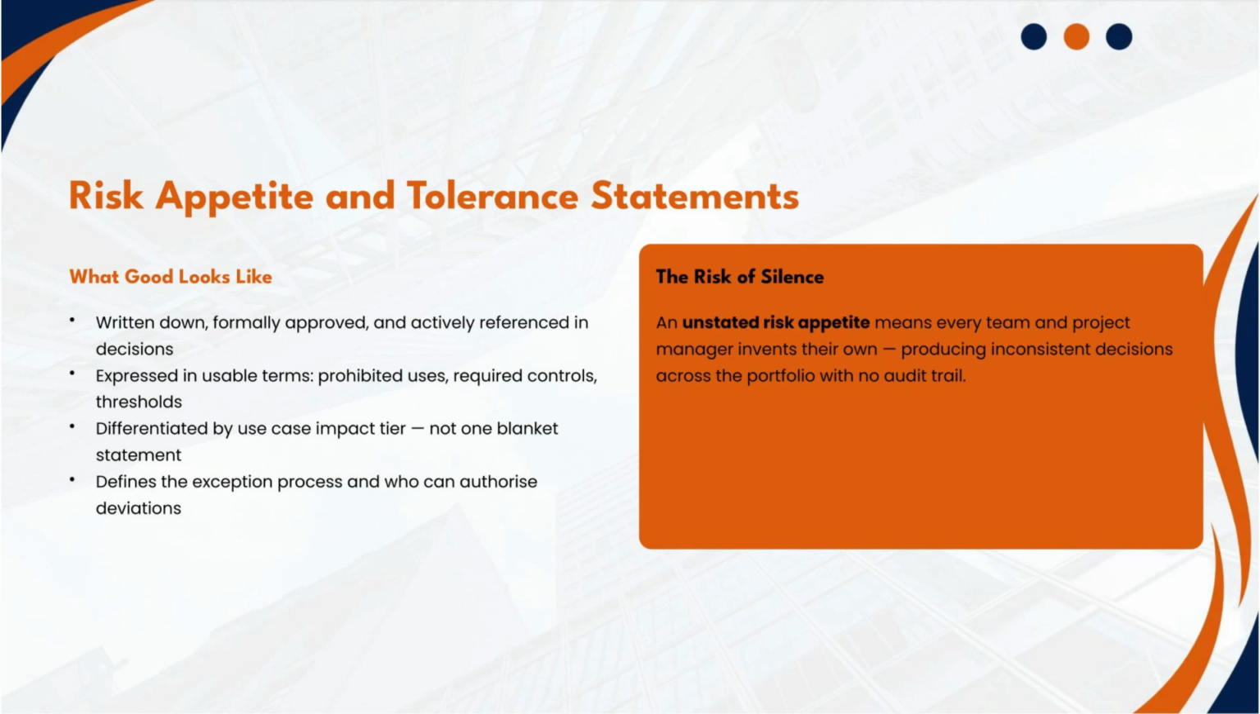Now, here's where organizations fail, and I've seen it repeatedly. They write beautiful appetite statements full of the word responsible, and they never translate them into a single tolerance. So, when a model starts degrading, nobody can say whether a line was crossed because no line was ever drawn as a number.